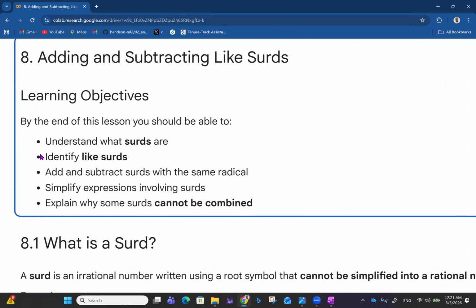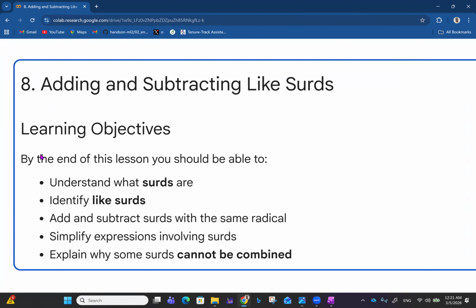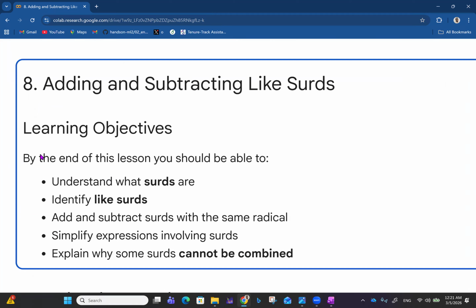In a previous video, I had mentioned it, I think that must have been video 4 where we talked about types of surds. Then we saw pure surds, mixed surds, like surds and unlike surds, where we said that like surds actually have the same radical part, and I think I must have mentioned that you can only add and subtract like surds. And that's why this video is on adding and subtracting like surds.